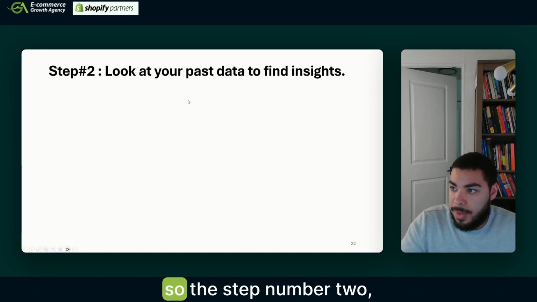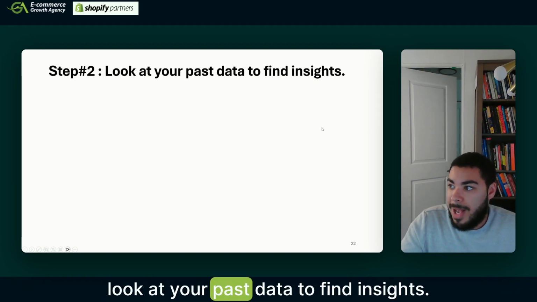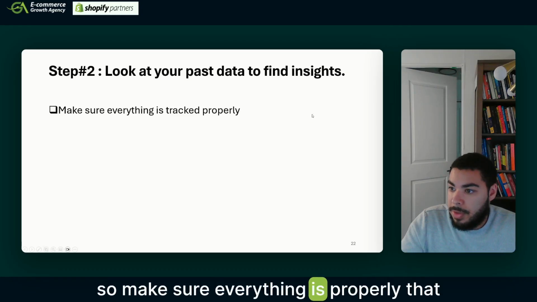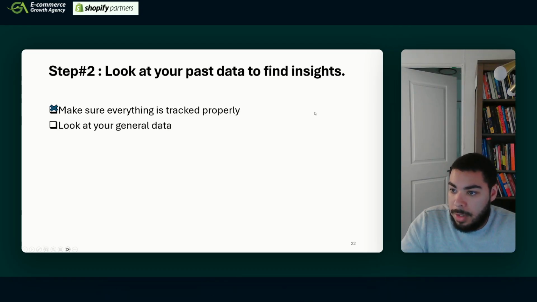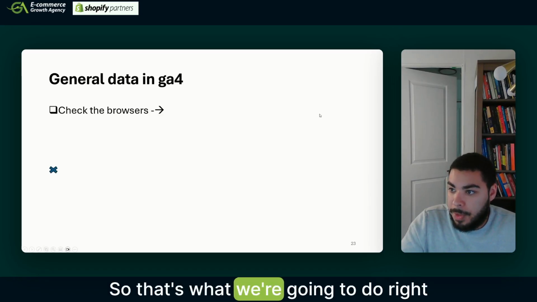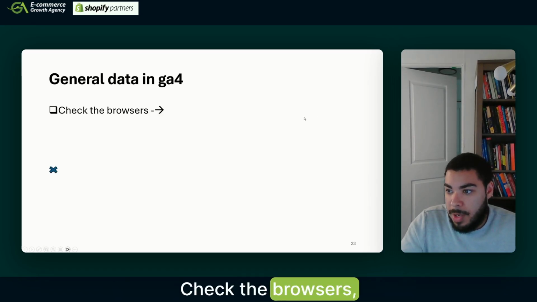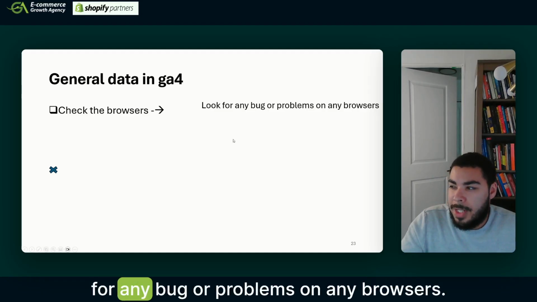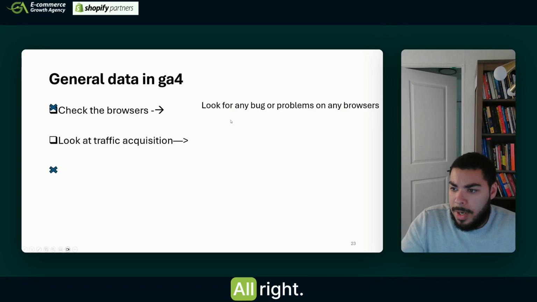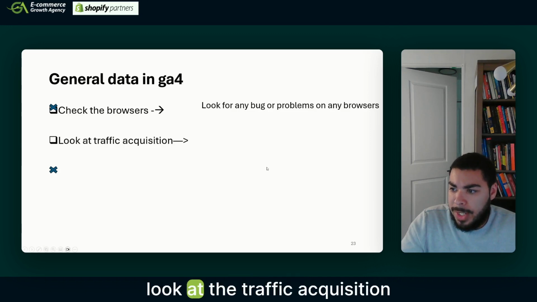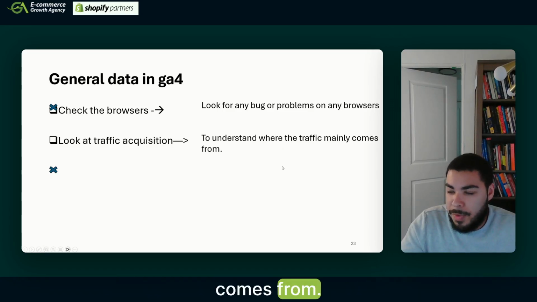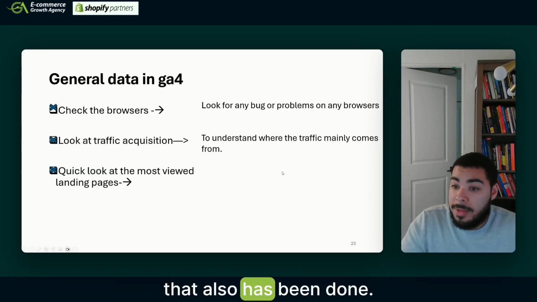All right, so step number 2: look at your past data to find insights. So make sure everything is tracked properly. That has been done. The next step is look at your general data. So that's what we're going to do right here. Check the browsers. Look for any bug or problems on any browsers. All right. Look at the traffic acquisition to understand where the traffic mainly comes from. All right, that also has been done.